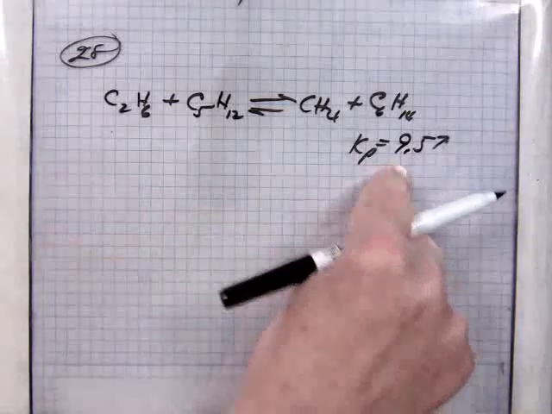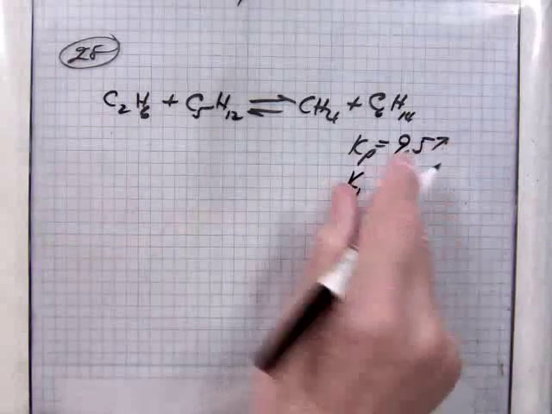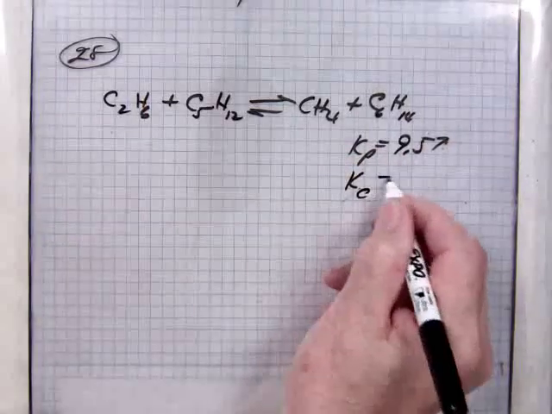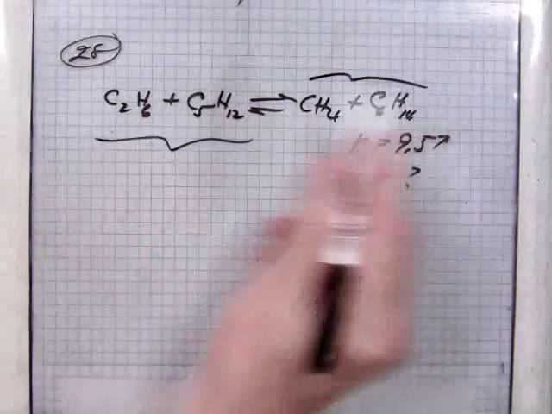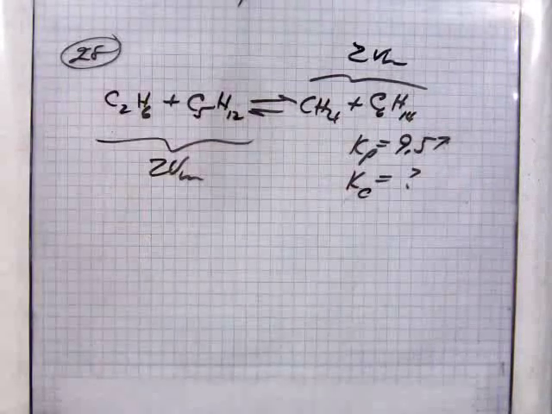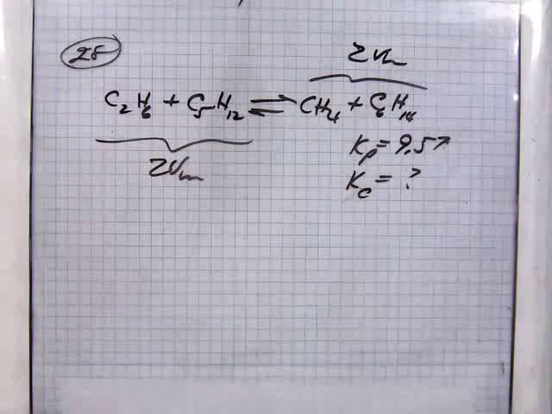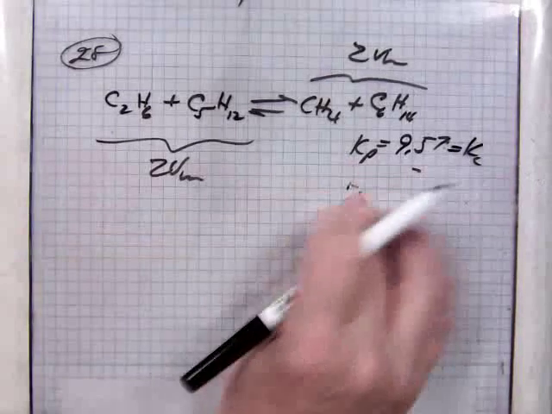What can you conclude about Kp and Kc here? Are they equal? Two molar volumes, 2 molar volumes. Look back, remember what I said? If the molar volumes of reactants equal the molar volumes of products, Kp equals Kc. So this is also equal to Kc.